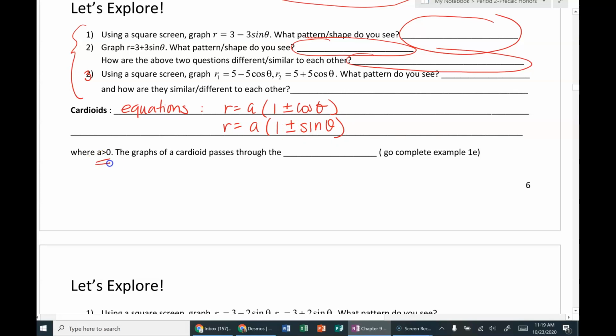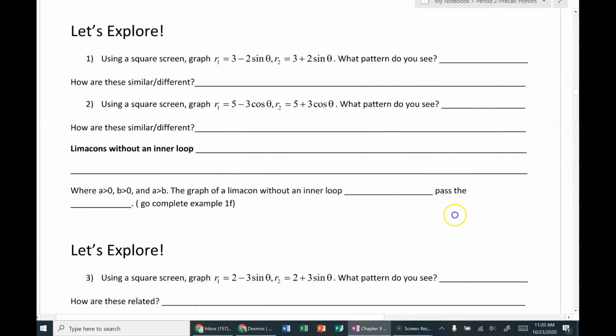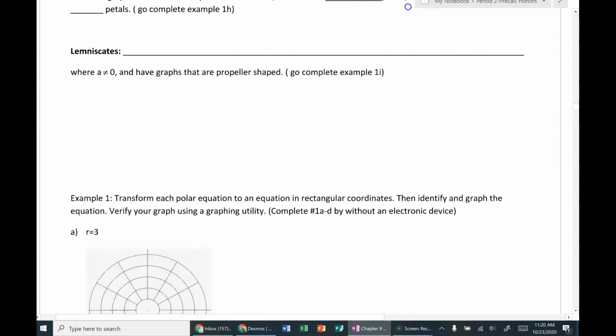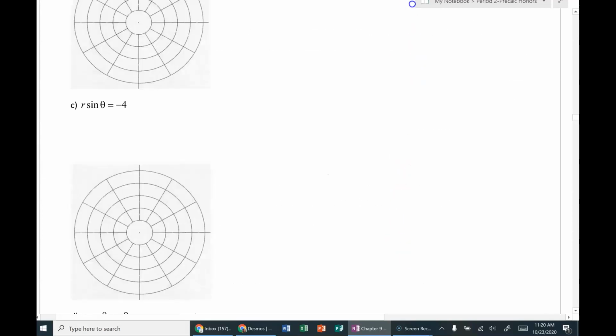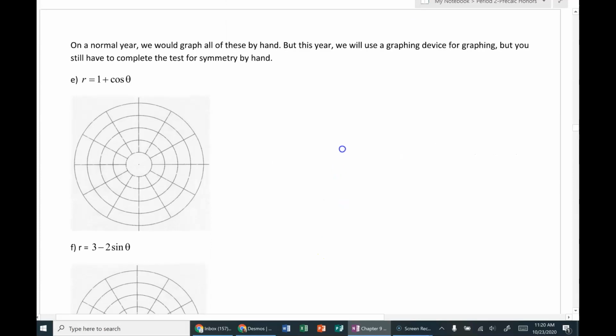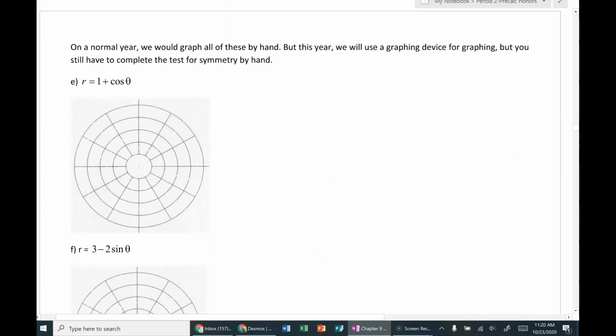Where a must always be bigger than 0, so a has to be positive. And the graphs of a cardioid passes through the pole. So what does that mean? That means it goes through the center. Okay, so once you got that down, we are going to go all the way to 1e and complete 1e. A, B, C, D, we did that already, okay? Now it says here, on a normal year, we would graph all of these by hand, but this year we will use a graphing device for graphing.